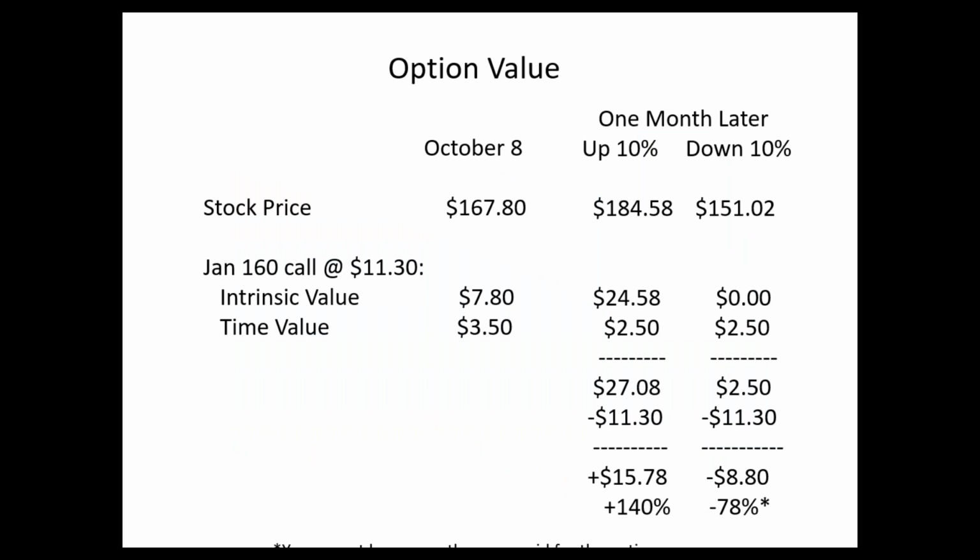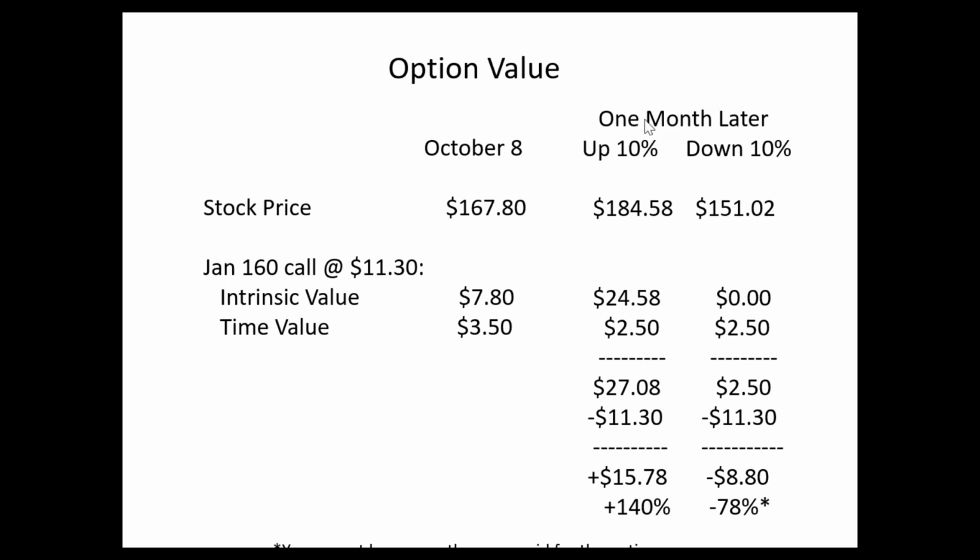Okay, so let's take a look at what might happen. Here's our current state. The stock is at 167.80. We bought the January 160 call for $11.30. We had an intrinsic value of 780, time value of 350. Now, first of all, what I want to point out is that you can't lose more than what you paid for the option. So you can never lose more than that $11.30 per share or $1,130 per contract.